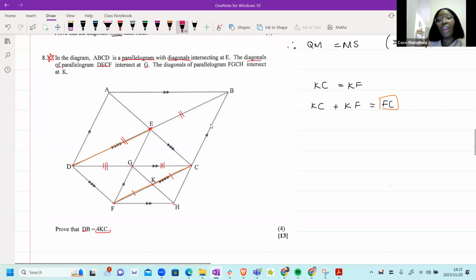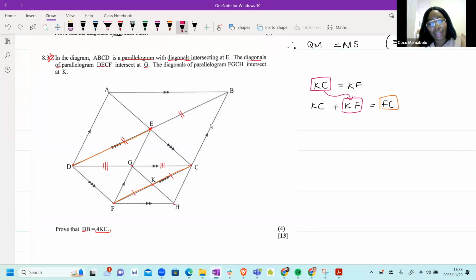Now, do we all agree? Just give me a yes in the chat if you agree with me that I can replace KF over here with KC, because they're equal to each other. Can I replace KF with KC? Yes? You guys got me? And then I'm going to replace FC with DE. So now I've got KC plus KC is equal to DE.